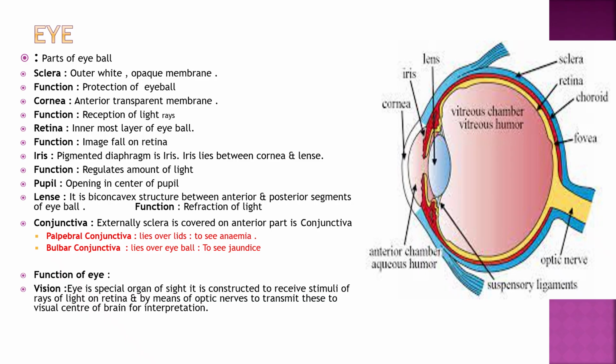The palpebral conjunctiva over the lids is used to see anemia, and the bulbar conjunctiva over the eyeball is used to see if it becomes yellow, which indicates jaundice. The function of the eye is mainly vision. The eye is a special organ of sight. It is constructed to receive stimuli of rays of light on the retina, and by means of optic nerves to transmit these to the visual center of the brain for interpretation, and then we can see the image.